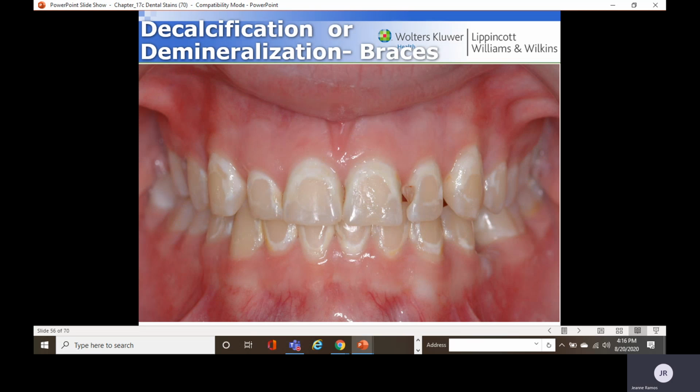This is decalcification, or could be demineralization from braces. And I want to say, you can see right in the middle of these teeth, right here and here, where brackets might have been, and where the type of cement that they used or whatever might have leached the minerals out of that part of the tooth. And so it's just decalcified.